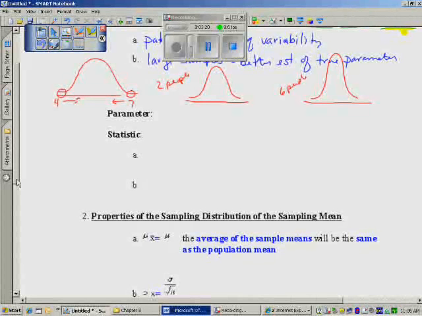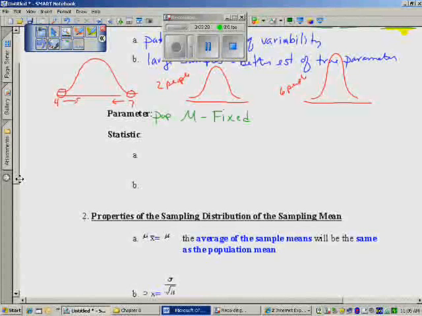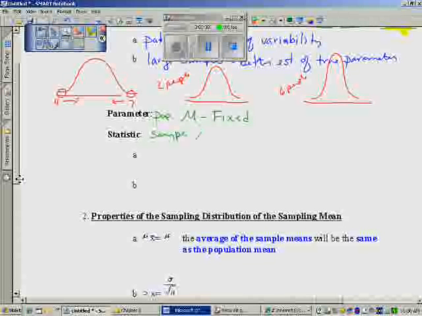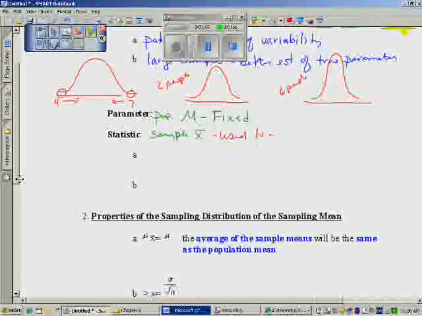Recall that a parameter comes from a population. That would be mu, and it is fixed, meaning that if you were to do the same procedure on the entire population, we would get the same exact value. Whereas a statistic comes from a sample, and so the corresponding statistic for mu would be X bar. And what is it for? Well, it is used to estimate mu. And if we're estimating, we want to get as good an estimate as possible.